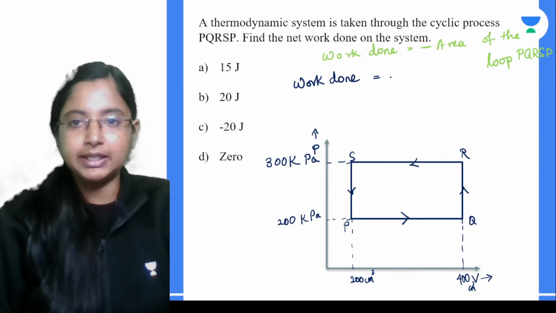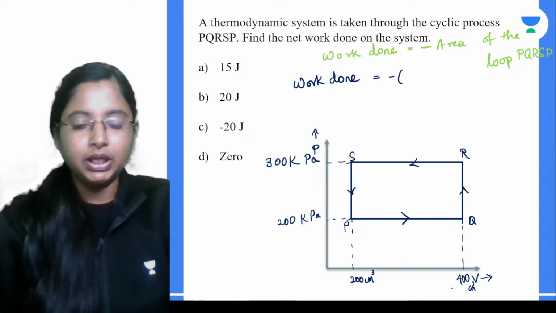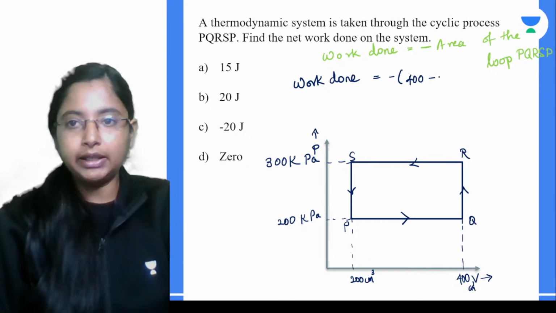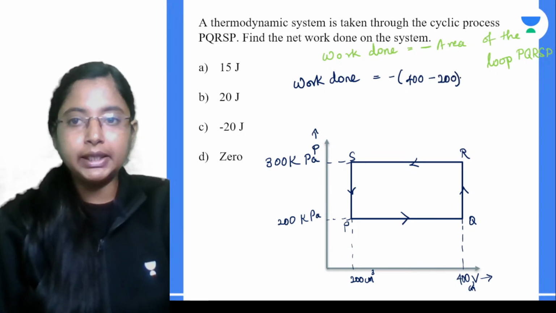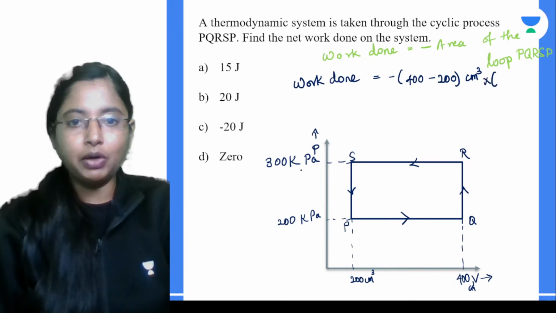Length into breadth, let's directly substitute over here. On one end, what do we have? The difference in volume. What is the difference in volume? On one end, we have 400, on the other hand, we have 200. The unit is centimeter cube. Into what about this side?